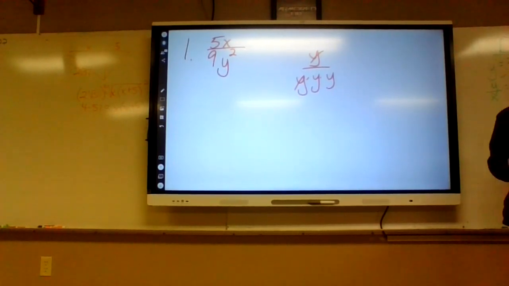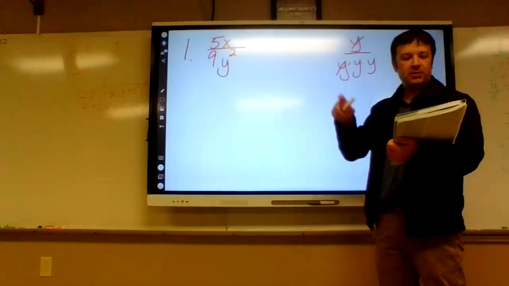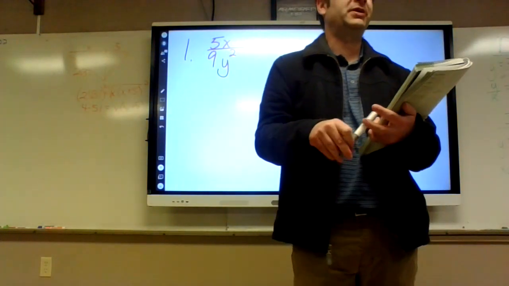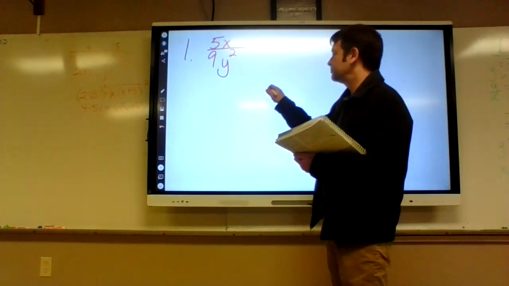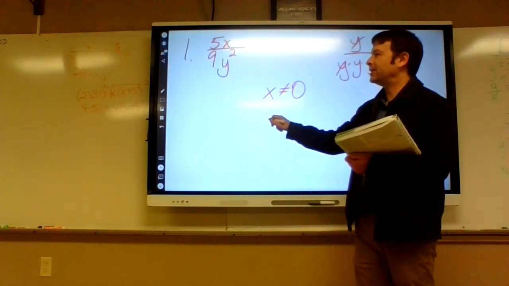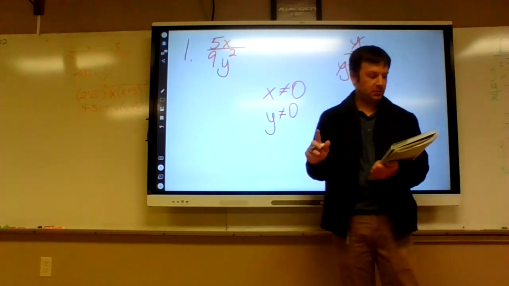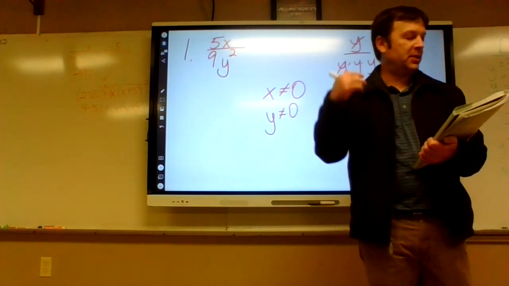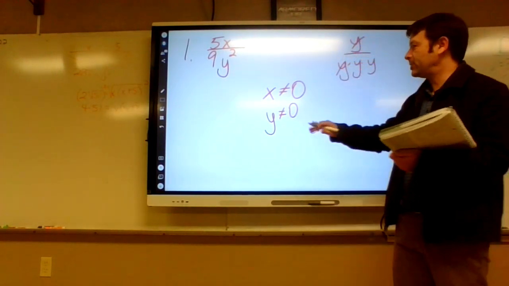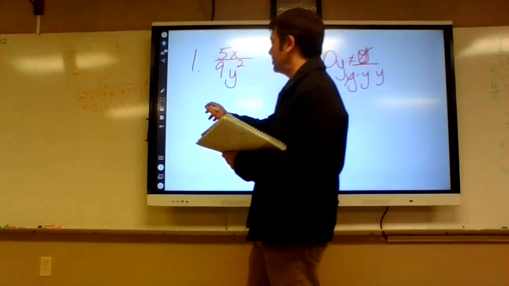Now they say in the directions to list the excluded value. I'm not going to make you guys do that, but on number 1, you know what values we cannot use for x and y? X cannot equal 0 and y cannot equal 0. Why can x and y not be 0 on number 1? Right, because if you plug them in the denominator, the denominator would be 0, and that's a no-no. But I'm not going to make us do that part, I just want to mention it. We'll stick with this. Number 3.